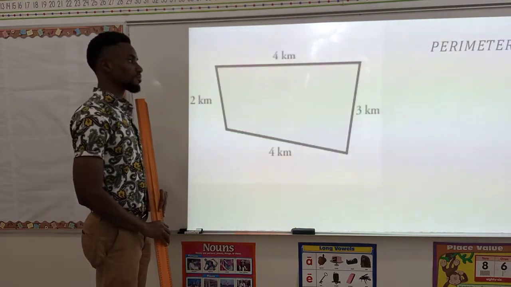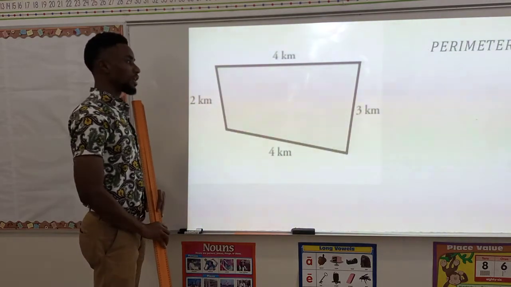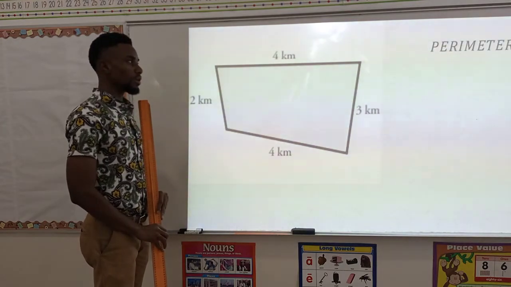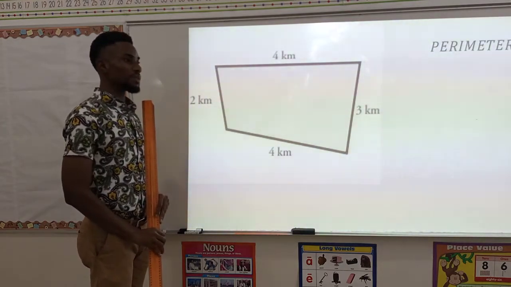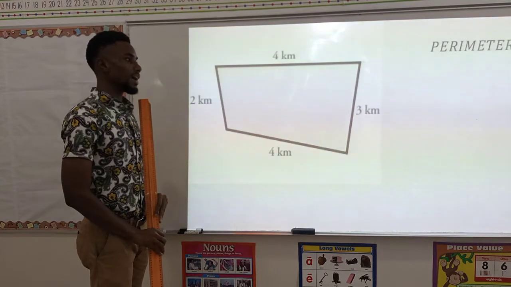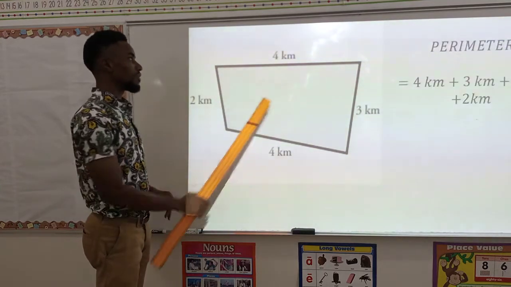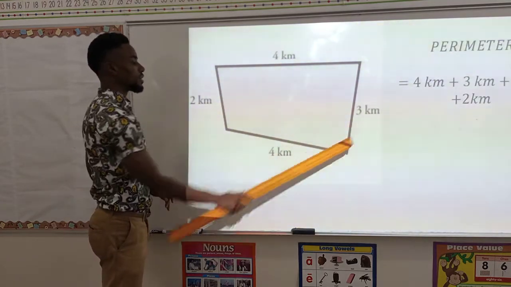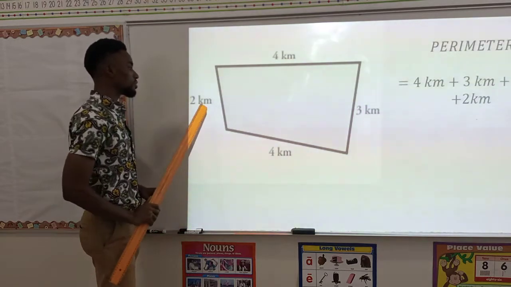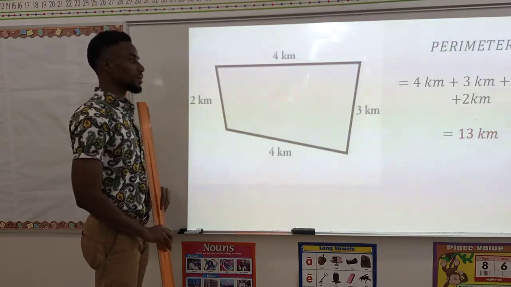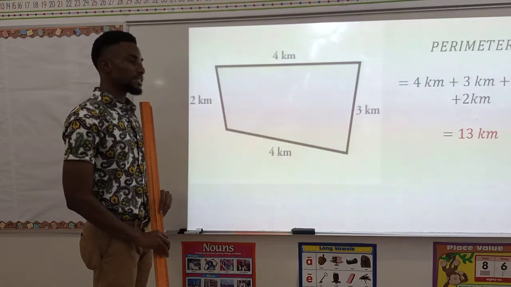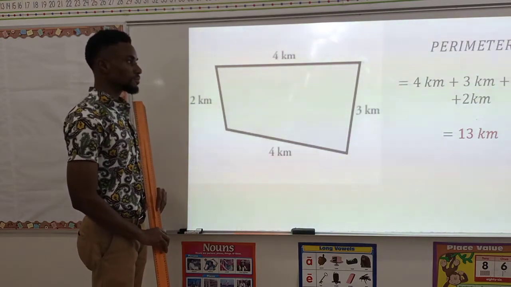Let's move on. Alright, here we have another quadrilateral that is also irregular, and we have to find the perimeter. How do we do that? We add. So we have 4 kilometers plus 3 kilometers plus 4 kilometers plus 2 kilometers, which will give us a sum of 13 kilometers. That is the perimeter.